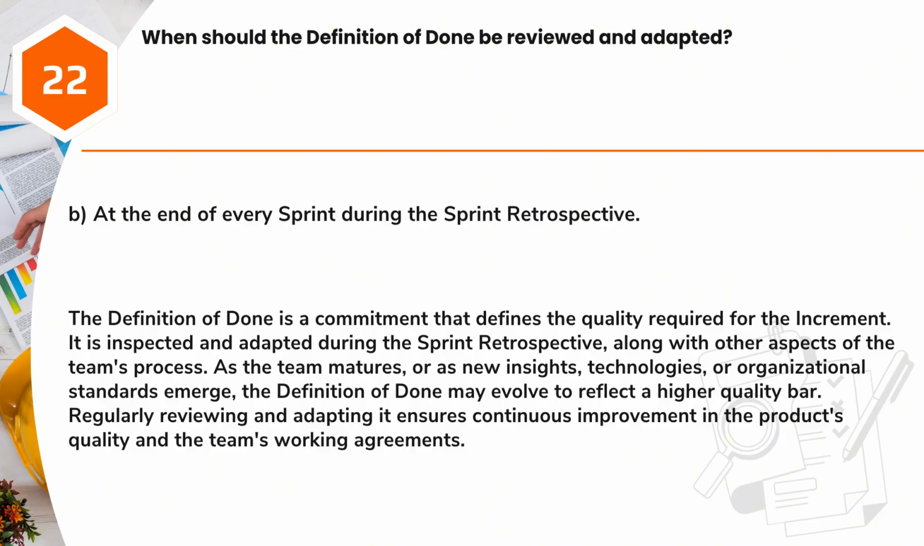Answer: B. At the end of every sprint during the sprint retrospective. The definition of done is a commitment that defines the quality required for the increment. It is inspected and adapted during the sprint retrospective, along with other aspects of the team's process. As the team matures, or as new insights, technologies, or organizational standards emerge, the definition of done may evolve to reflect a higher quality bar. Regularly reviewing and adapting it ensures continuous improvement in the product's quality and the team's working agreements.